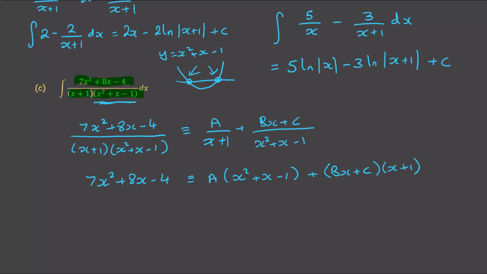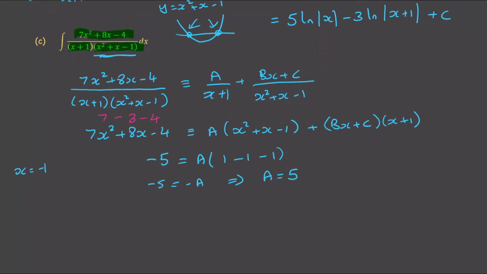times x plus 1. Now if I take x equal to negative 1, then what happens here? I'm going to get 7 from there, take away 8, take away 4. So 7 take away 12 is negative 5. And all of that would disappear with x being equal to negative 1. So we're going to get a into 1 take away 1 take away 1. So negative 5 equals negative a, means that a is equal to 5.